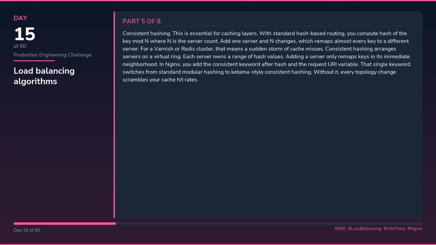In Nginx, you add the consistent keyword after hash and the request URI variable. That single keyword switches from standard modular hashing to Ketama-style consistent hashing. Without it, every topology change scrambles your cache hit rates.